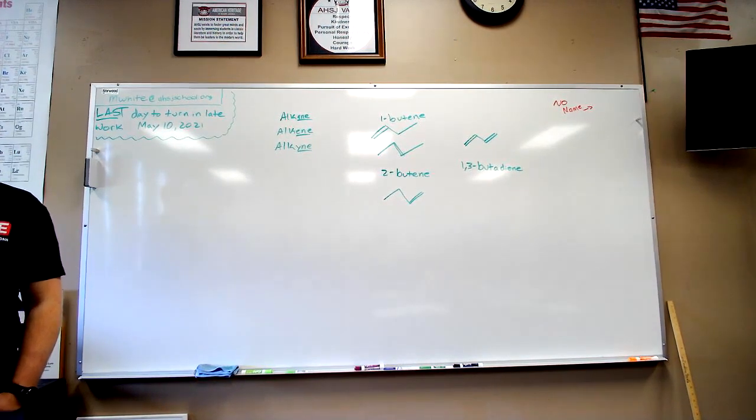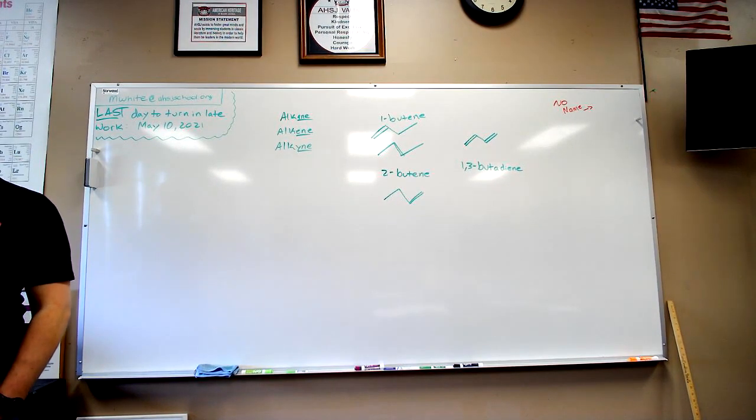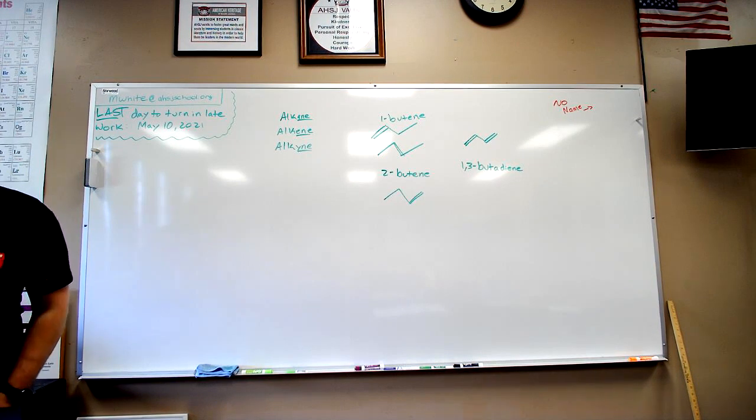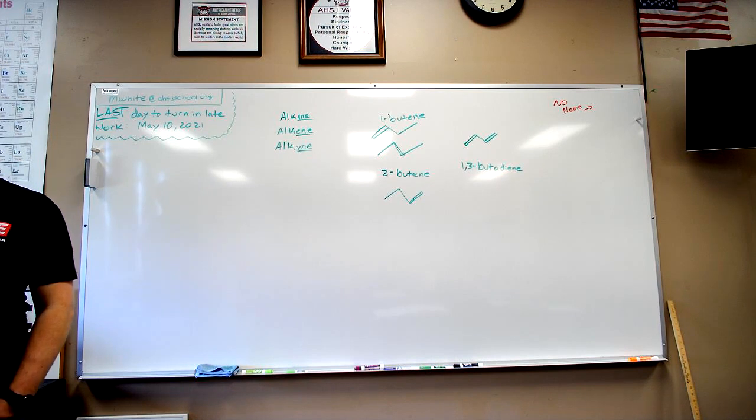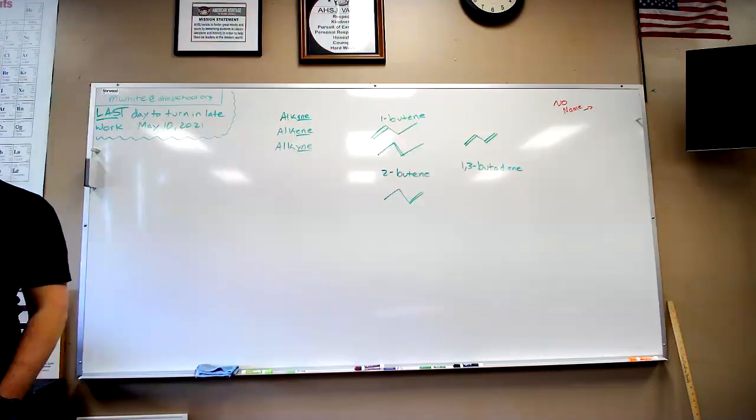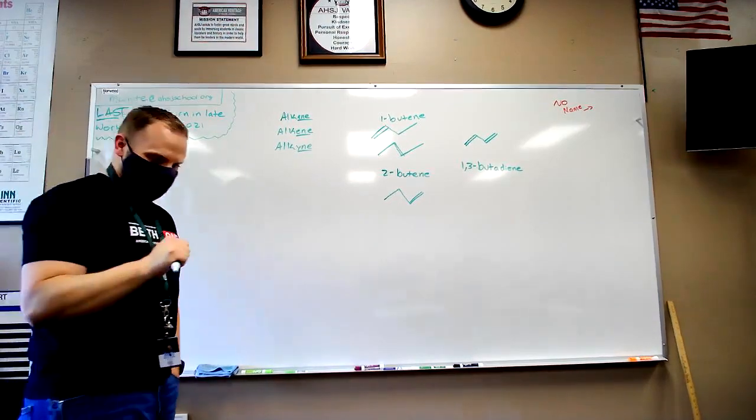So is that just when it has 2 double bonds? Is it 2 or more, or just 2 double bonds? Oh, because di means 2. Yep. So what would it be if there were 3? Triene. Okay, it would end up being a triene.